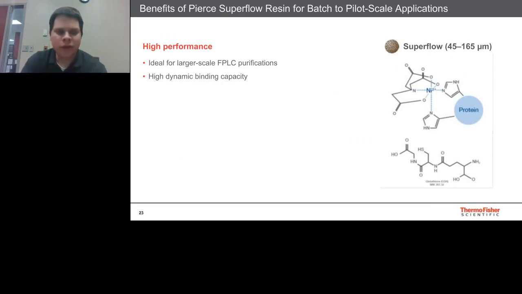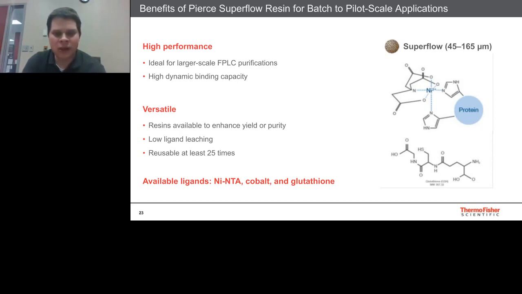Superflow resins provide substantial benefits for batch to pilot scale purification for FPLC, including high dynamic binding capacity at high flow rates used in large scale FPLC applications. Superflow resins are available with nickel NTA, cobalt, or glutathione ligands to enhance yield or purity. The resins have low ligand leaching and can be reused at least 25 times.